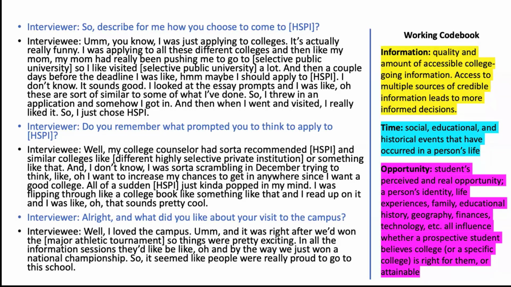Excellent. Okay. How about opportunity? So for me, this wasn't an in vivo code, but it was the idea of self-worth as an opportunity. The student says they were just applying to colleges, not really thinking about their own self-worth. And so when you're just applying to see where you can get in, it's a kind of perceived opportunity, or a person's identity as it relates to college choice. Okay.